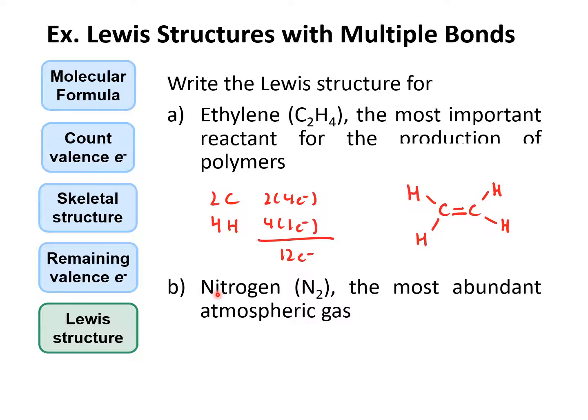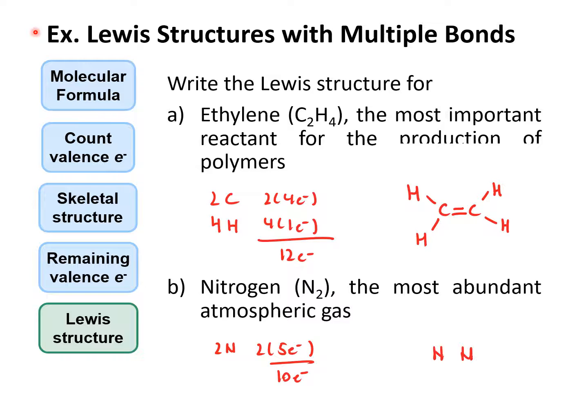In part B of the question, we are asked to draw the Lewis structure for nitrogen, which has the chemical formula N2. And this is the most abundant gas in the atmosphere. So the first step is to count the number of valence electrons, and we see that we have 2 nitrogen atoms, each of which has 5 electrons. And then adding these together, we have 10 valence electrons to distribute in our molecule.